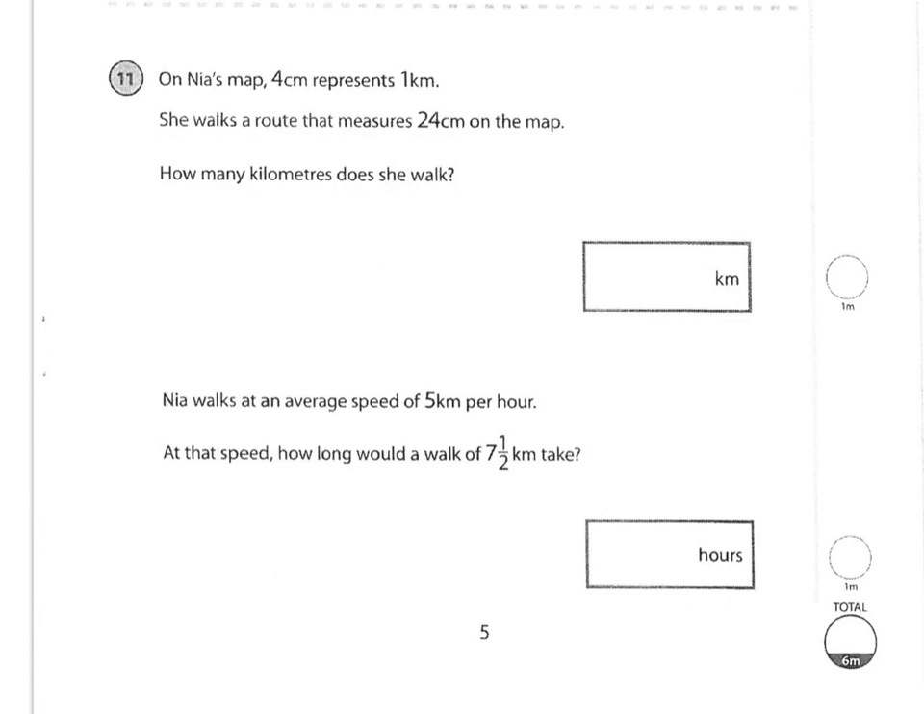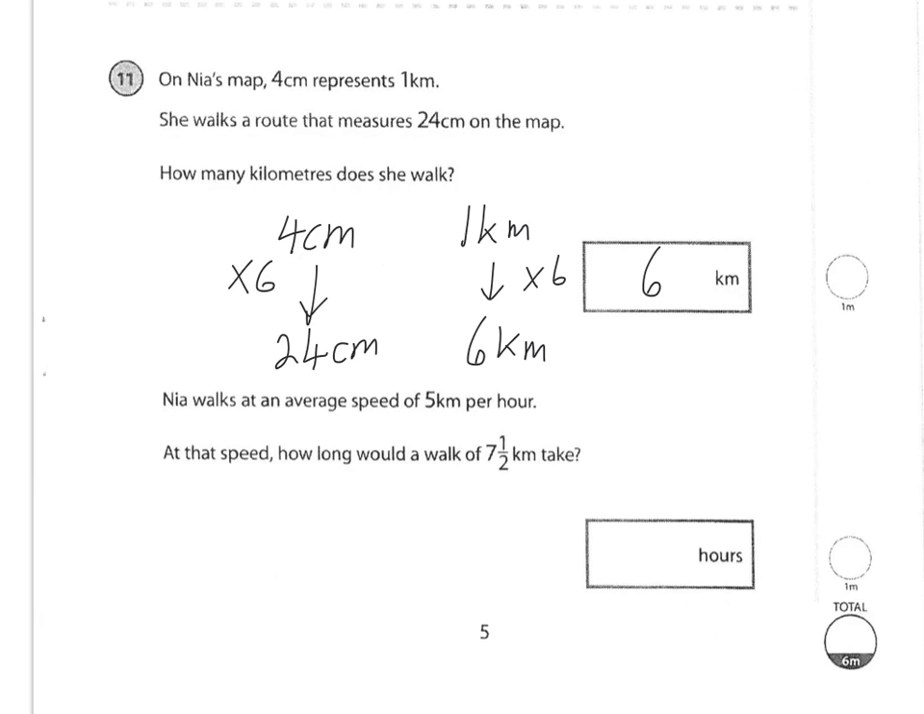On Nia's map, 4 centimetres represents 1 kilometre. She walks a route that measures 24 centimetres on the map. So what would this be in kilometres? Well, we know that 4 centimetres and 24 centimetres are linked by a multiplying of 6. So that means that 1 kilometre has to also be multiplied by 6. And that means that our 24 centimetre line will be 6 kilometres.